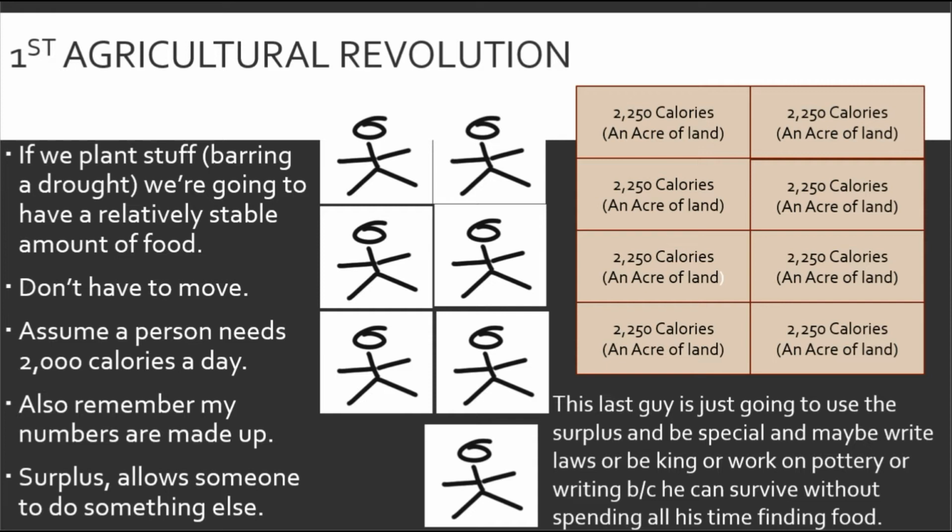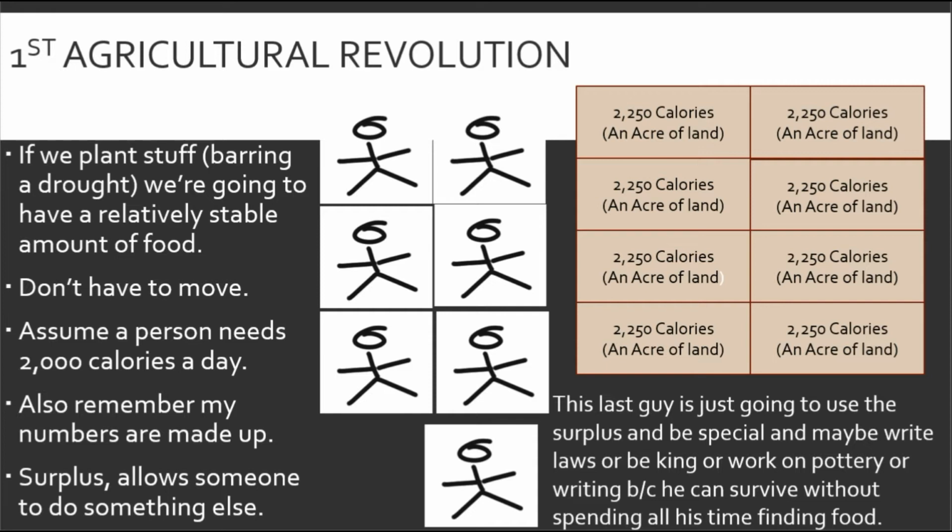So, if you plant food, you're going to have a relatively stable amount of calories per year. Again, there's variations. It'll depend on flooding. It'll depend on drought, but you don't have to move. And what happens with the first agricultural revolution is you get a surplus.